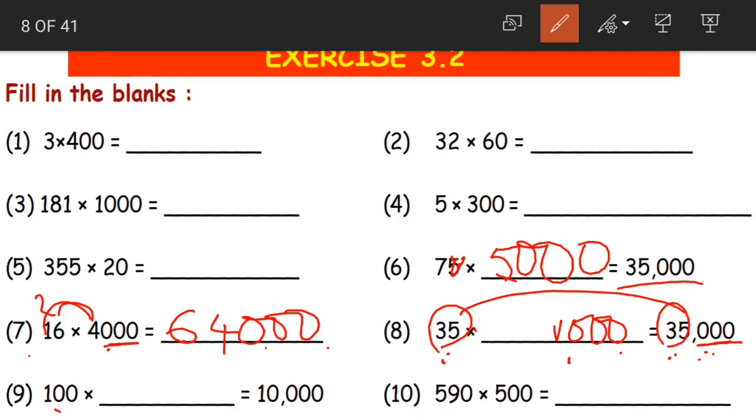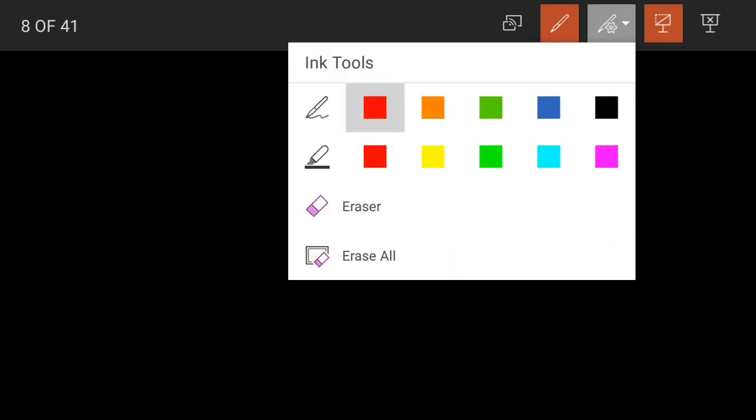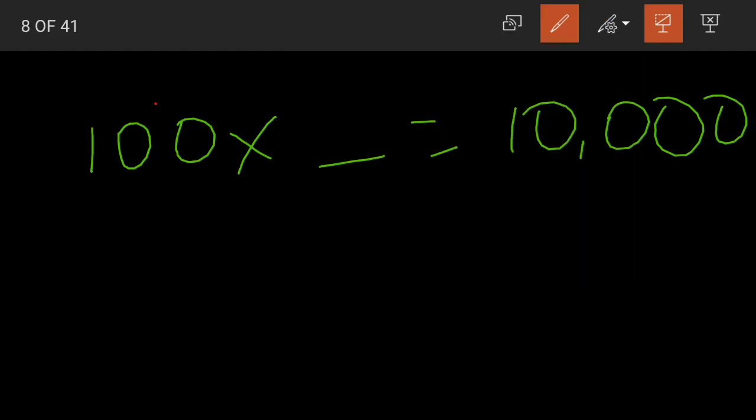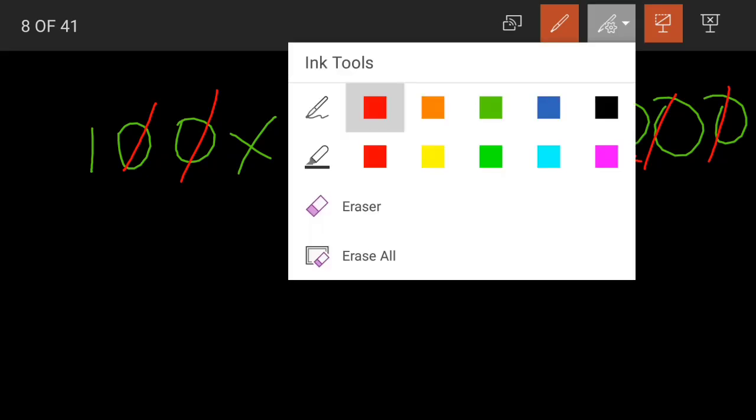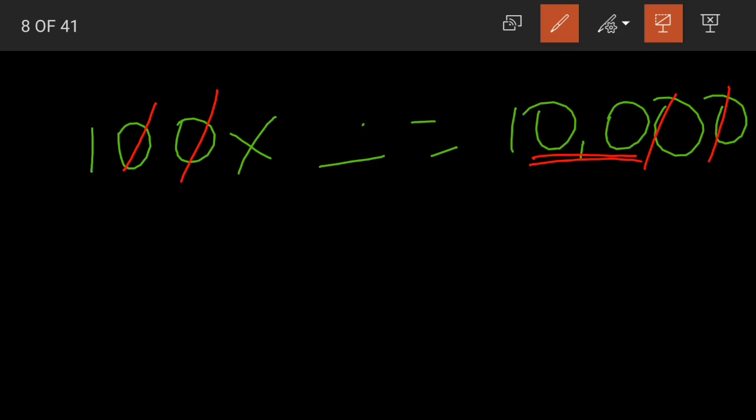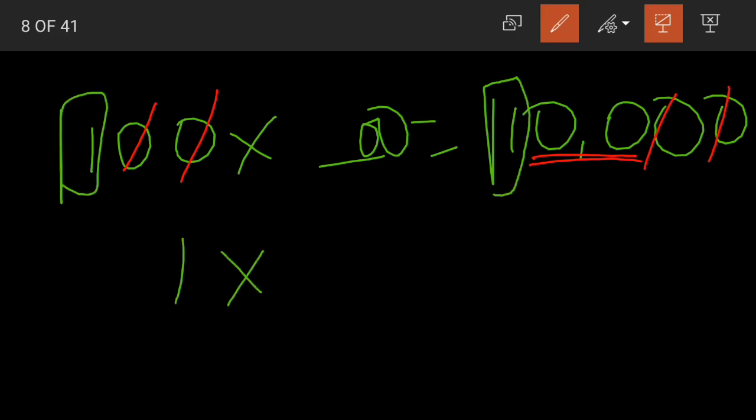Next, 100 into dash is equal to 10,000, children. Here we are already having 2 zeros, and yes, in 100 I am having 2 zeros. Let me write it here. 100 into dash is equal to 10,000. Now in the multiplier 100 I am already having 2 zeros. Apart from those 2 zeros, I am having 2 more zeros extra in the product. So I will add 2 zeros here. Yes. Now if you remove all that, what do we have? 1. 1 into dash is equal to 1. We are done with the zeros part.